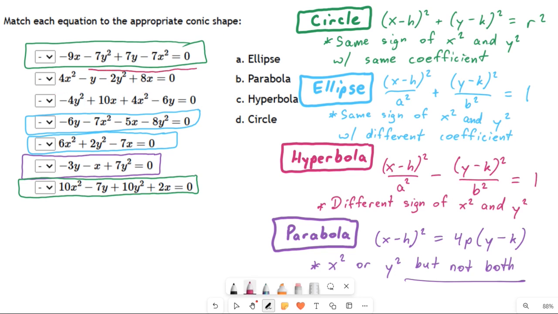Now, one thing I did not get to in this discussion is the orientation of these shapes. Like, are they vertical or are they horizontal? Are they taller or wider? That's not something you can tell so quickly from just glancing at the equation, but you can tell what kind of a shape it is you're dealing with in general.